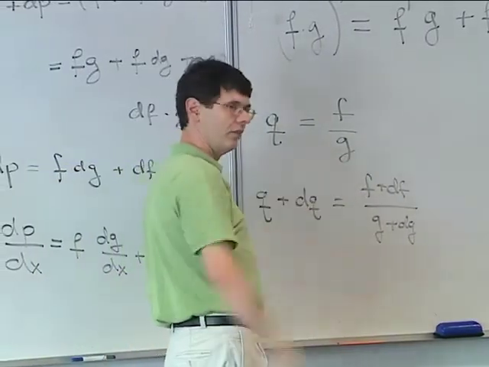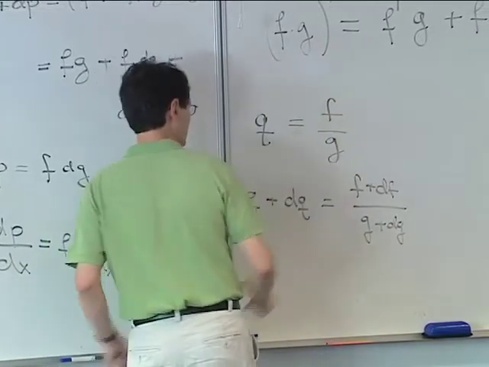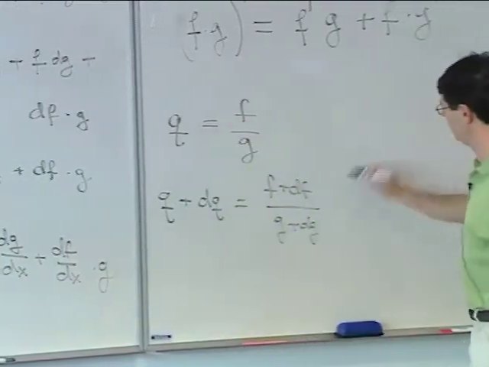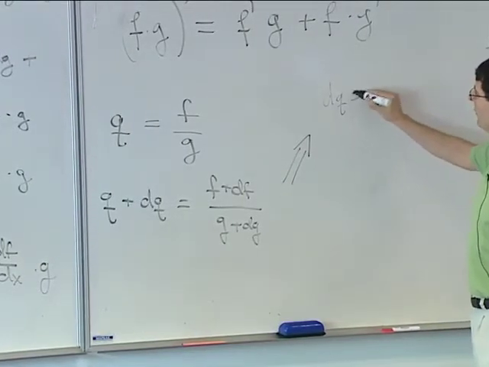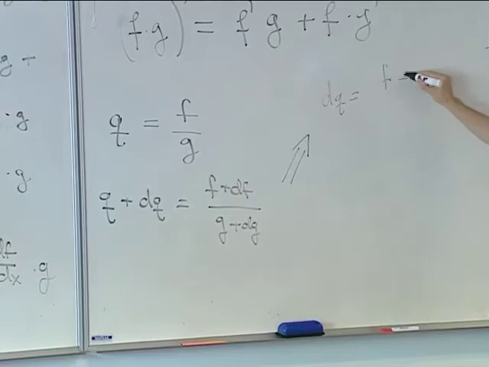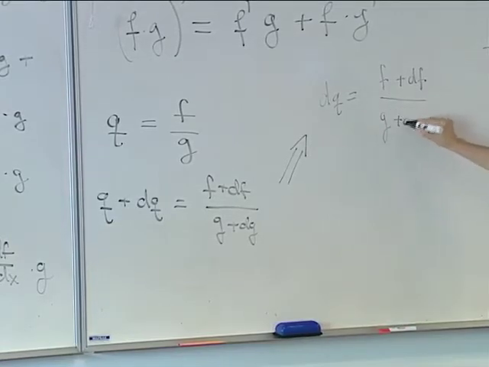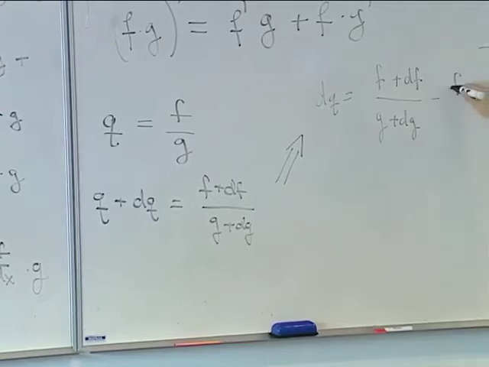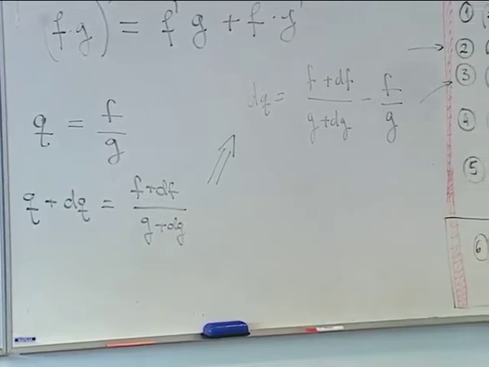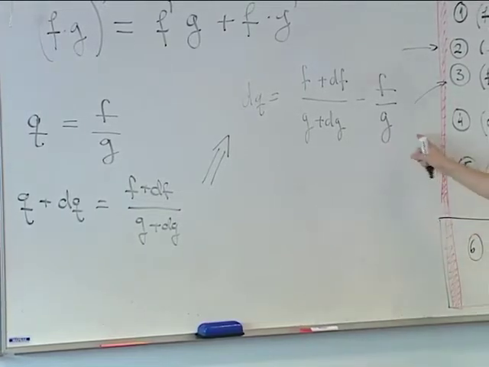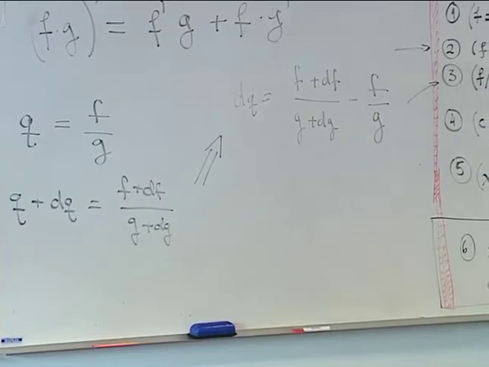I'll give you one more step. Q is F divided by G. So dQ is F plus dF divided by G plus dG, minus F divided by G, right? And now reduce to the same denominator, and good luck.